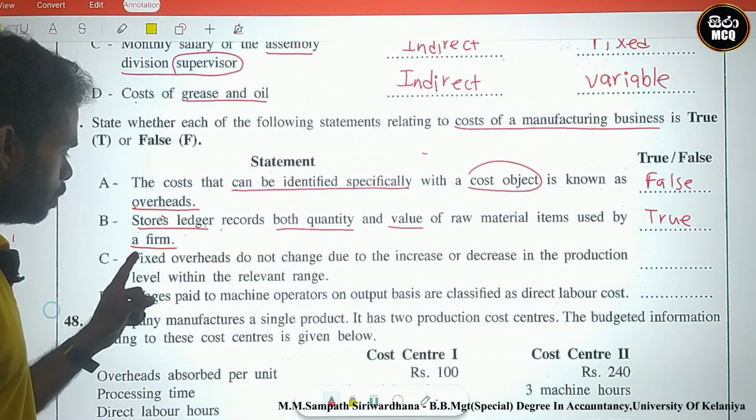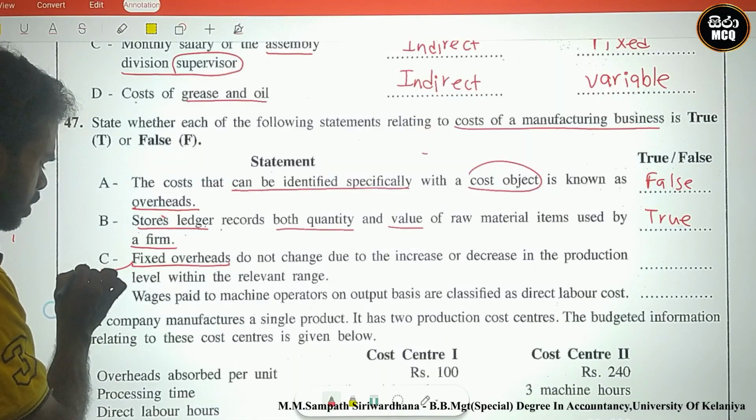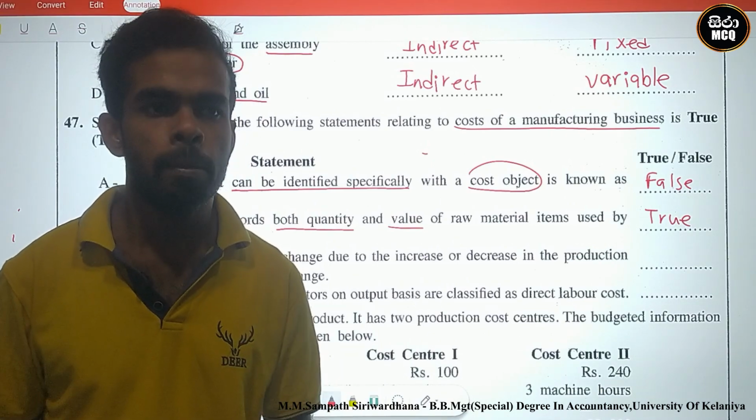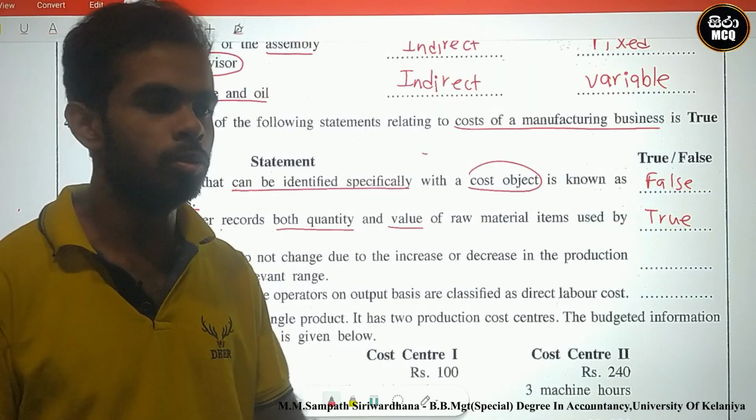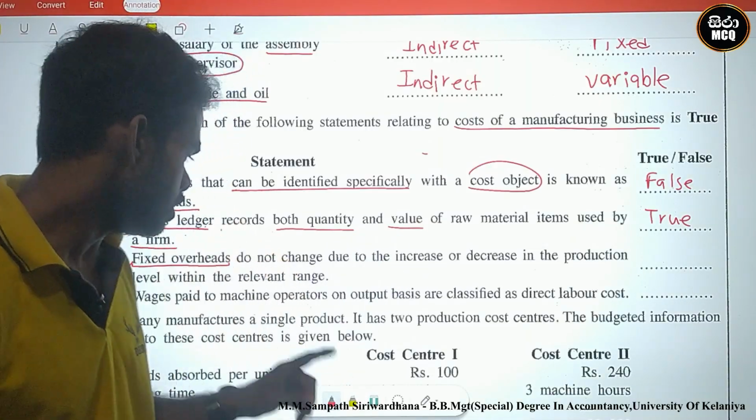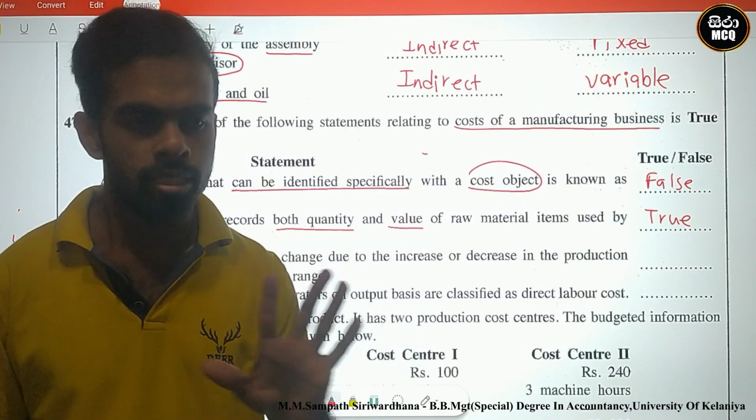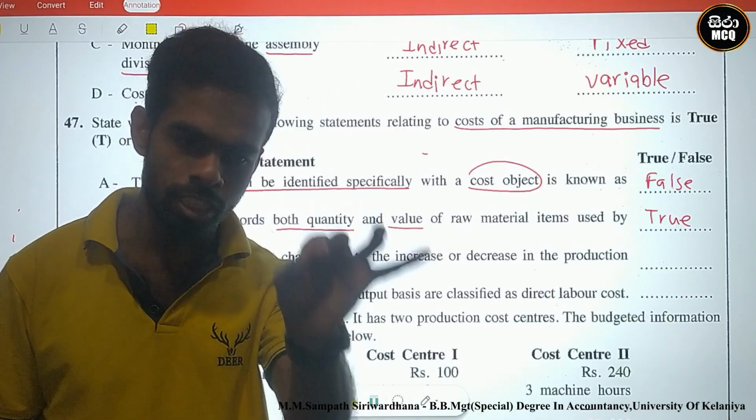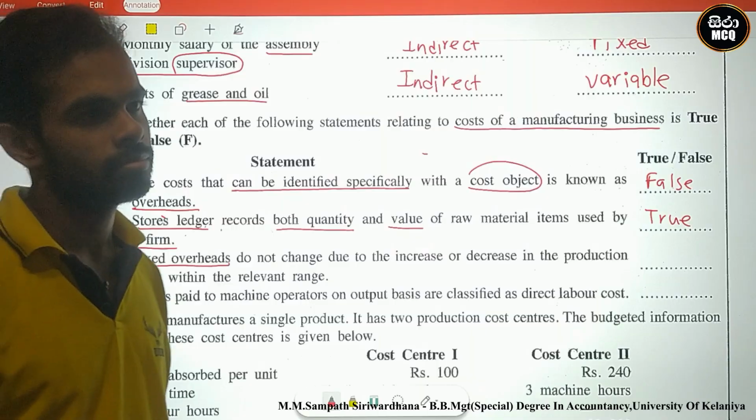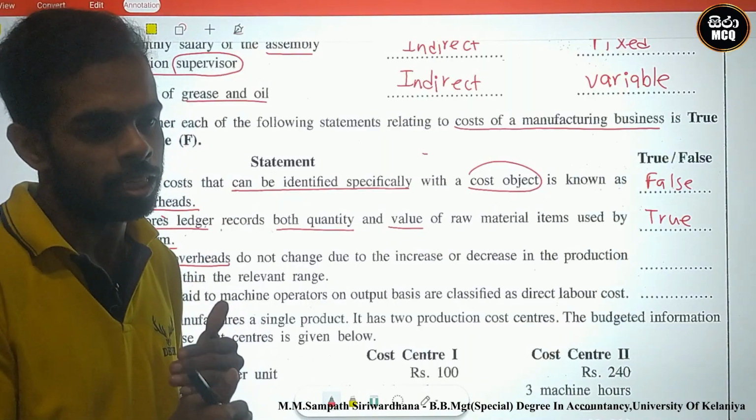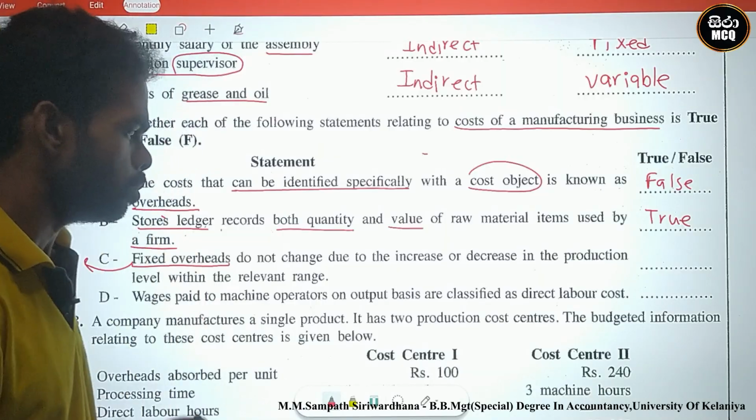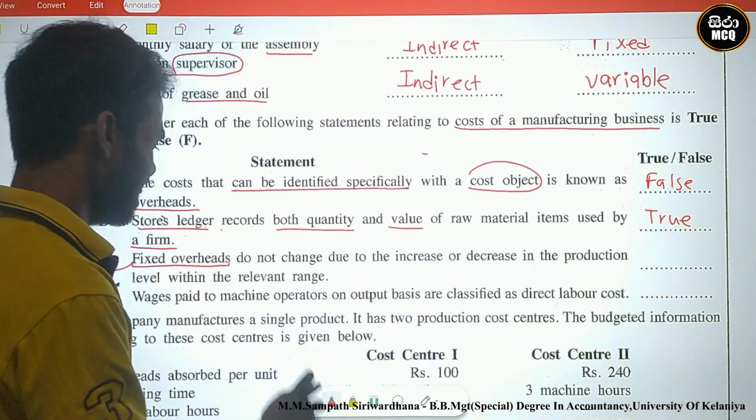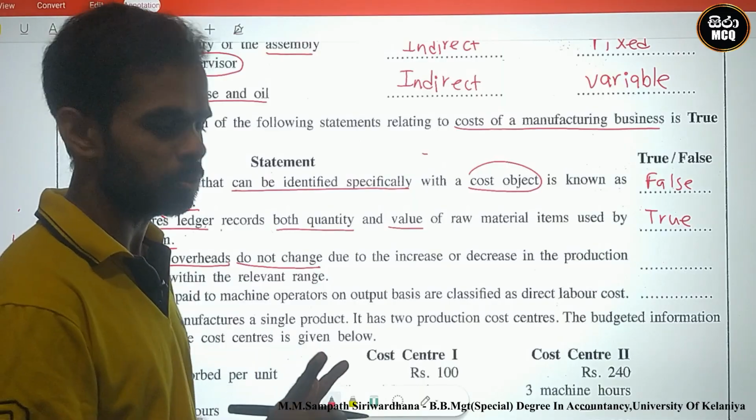Next one, fixed overheads. What are the examples for fixed overheads? Fixed means not changing based on the number of units. For example, a supervisor salary is an overhead. Fixed means monthly salary. He gets 60,000 rupees monthly. This is a fixed overhead. The monthly salary does not change based on the production units. Fixed overheads, monthly supervisor salary, do not change.